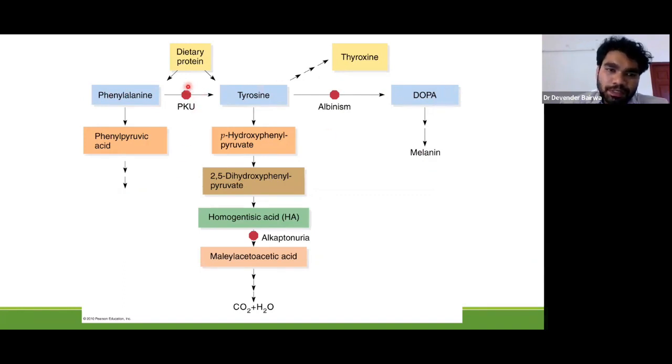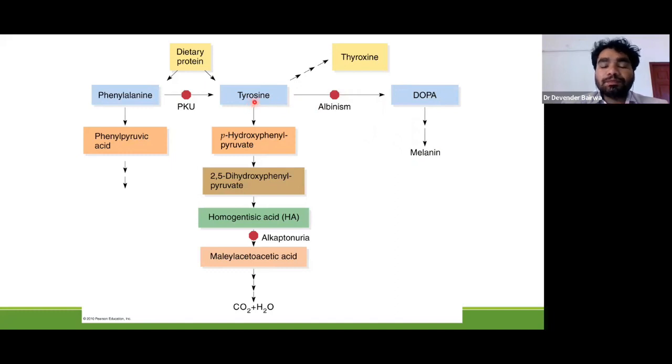Suppose there is a block in this pathway from phenylalanine to tyrosine because of deficiency of phenylalanine hydroxylase, which happens in phenylketonuria. Then this metabolism, rather than going on this side, will go to this side. It will form phenylpyruvic acid and other substances which will lead to manifestations of phenylketonuria. Suppose the enzyme which converts tyrosine to dopa, tyrosinase, is defective. We know that melanin is formed from dopa and dopa is from tyrosine. That's how tyrosinemias generally present with albinism.